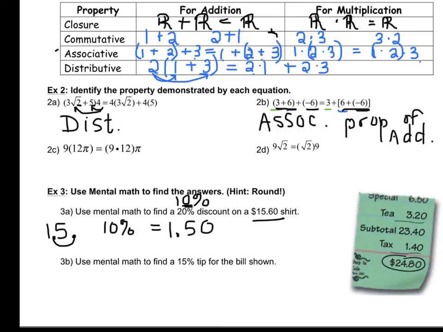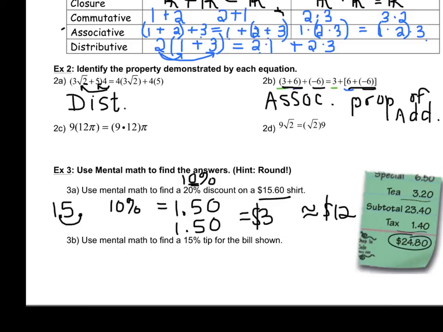But we don't want a 10% discount, we want a 20% discount. So we just need to double it because 20% is 2 times 10. So $1.50 and $1.50 adds up to about $3. So instead of being $15, your shirt would be about $12. Go ahead and try 3B. My hint is to find 10% of that bill and then cut that 10% in half to get the additional 5% to make up the 15.